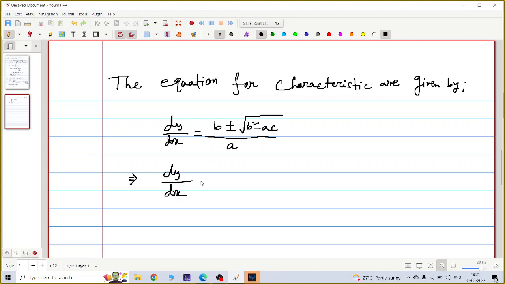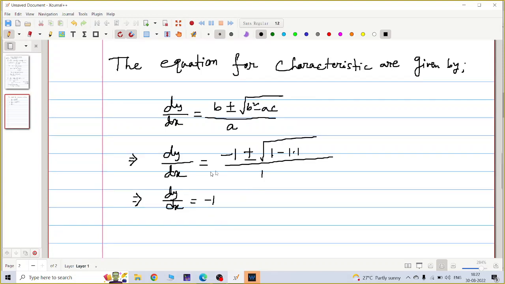So dy/dx equal to, here my b is minus 1, and b square minus ac is 0, I already found it. So b is minus 1. Minus 1 plus minus root over 1 minus 1 into 1, by a, which is also 1. So I will get dy/dx equal to minus 1.